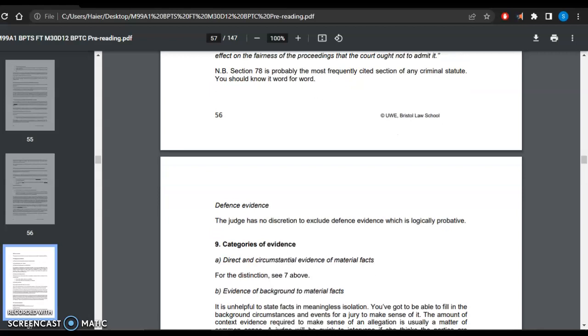But for defense evidence, the judge has no discretion to exclude defense evidence which is logically probative. So this exclusion of evidence only applies to prosecution evidence and not defense evidence.